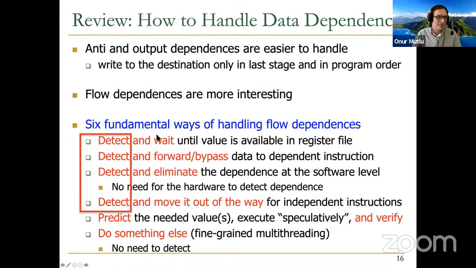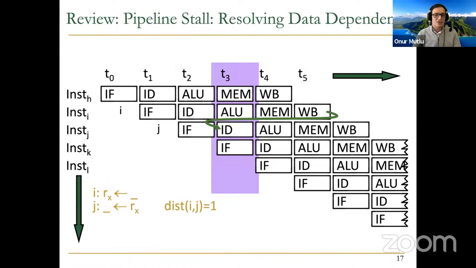So I'm going to cover the first three approaches, detect and stall, detect and forward, and detect and eliminate at the software level, in somewhat some order. They're not going to be perfectly in the same order because I want to introduce some concepts in some way. But all of these require detection. Either the hardware detects the dependence or the software detects the dependence. And you either stall or forward the value or eliminate the dependence, meaning eliminate the conditions that require stalling. Okay, so recall this, we also covered the slides.